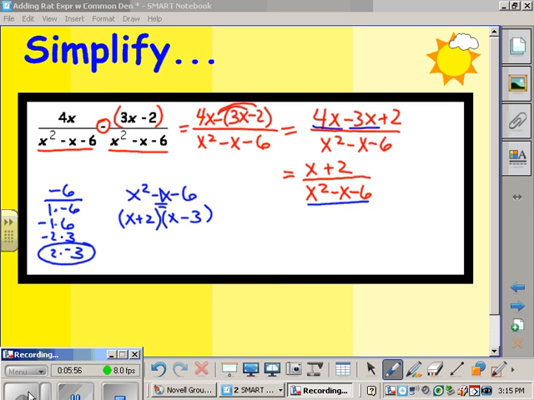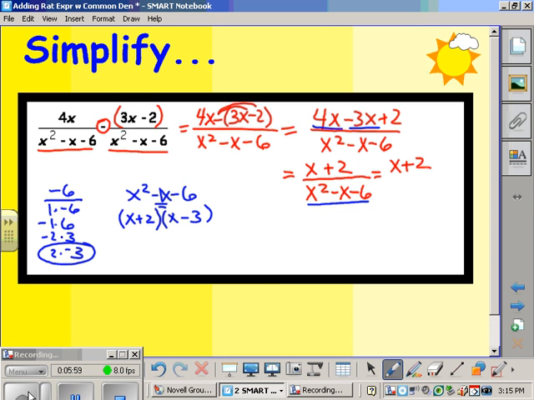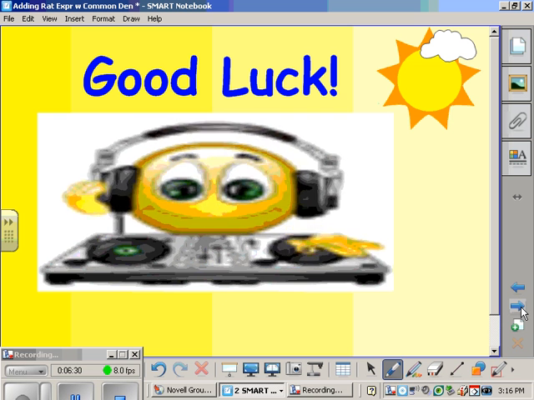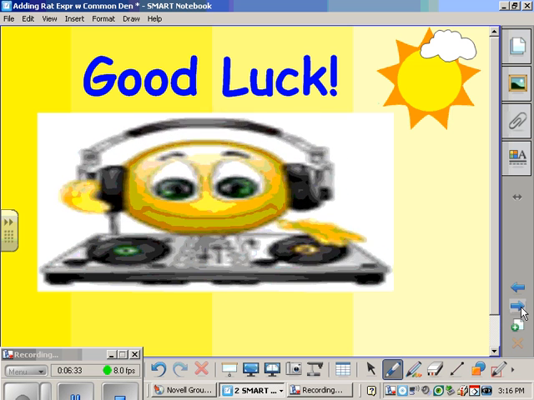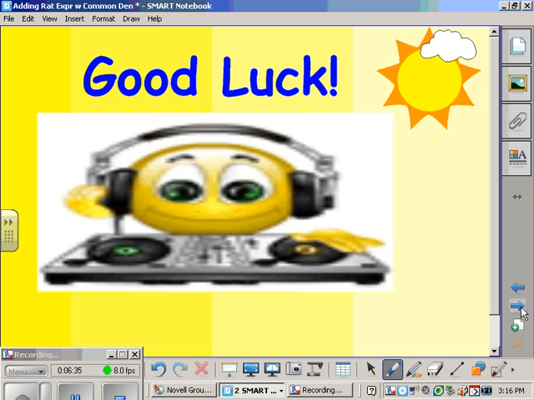From there, we're going to transfer over those binomials. So now we have x plus 2 over x plus 2, x minus 3. And notice we have matching binomials in the numerator and the denominator. So those will cancel. Now remember, the x minus 3 is in the denominator, so it needs to stay in the denominator. And we're just going to fill in the numerator with a 1. So it'll be 1 over x minus 3. And that completes the lesson on adding and subtracting rational expressions with common denominators.